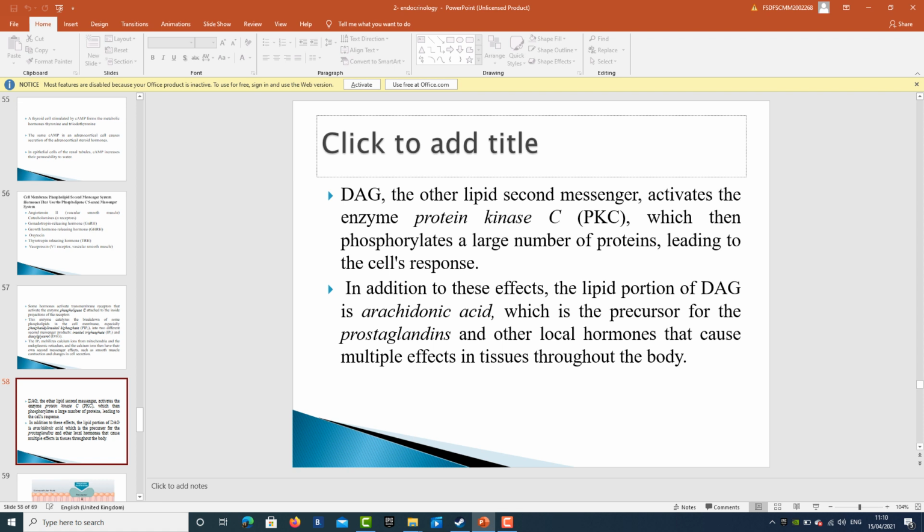Diacylglycerol, the other lipid second messenger, activates the enzyme protein kinase C, which then phosphorylates a large number of proteins, leading to the cell's response. In addition to these effects, the lipid portion of diacylglycerol is arachidonic acid, which is the precursor for the prostaglandins and the other local hormones that cause multiple effects in tissues throughout the body.